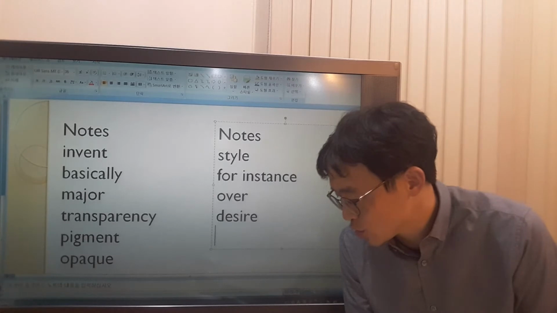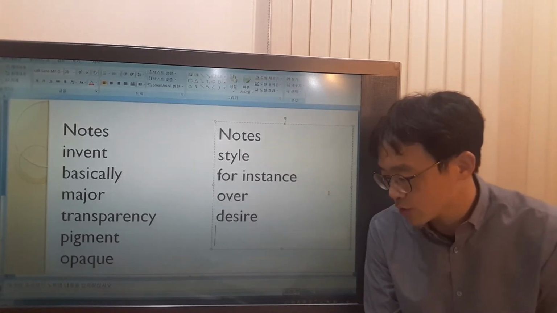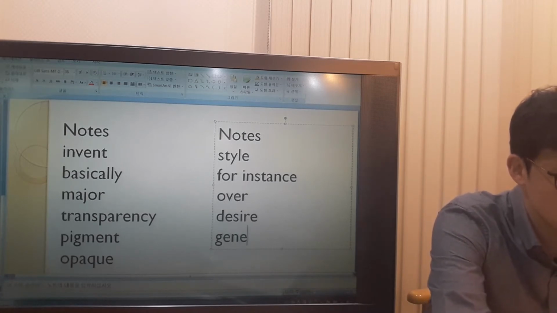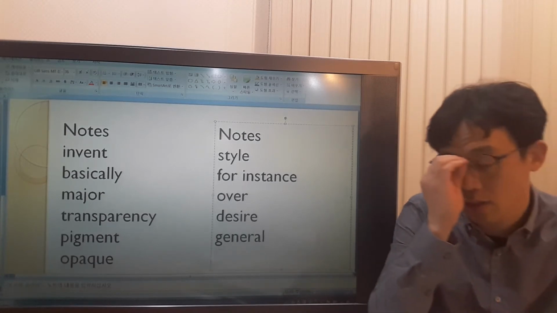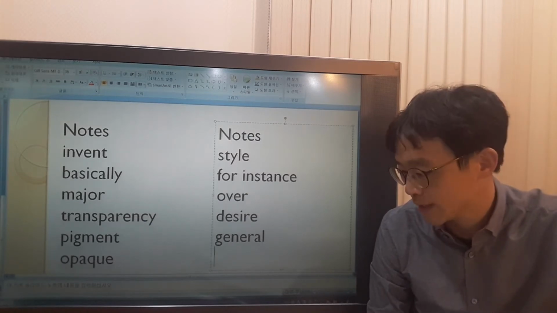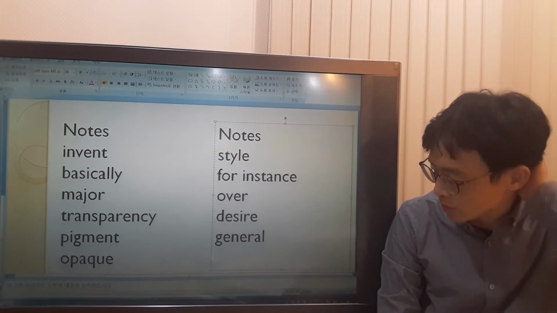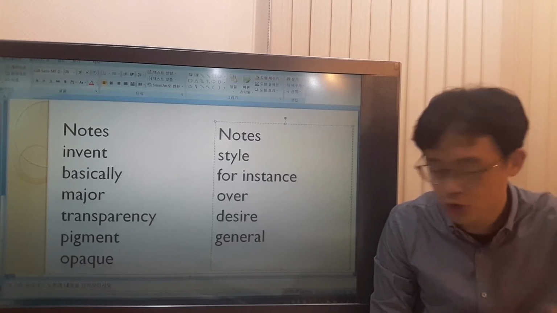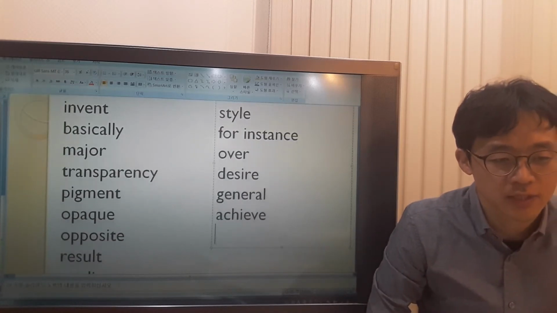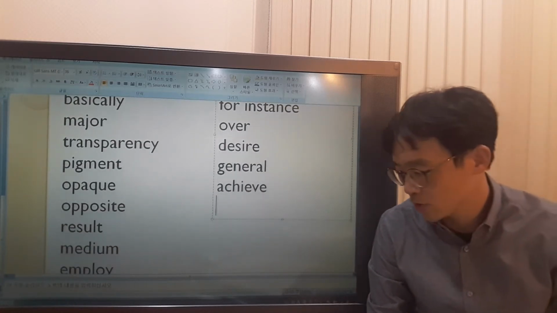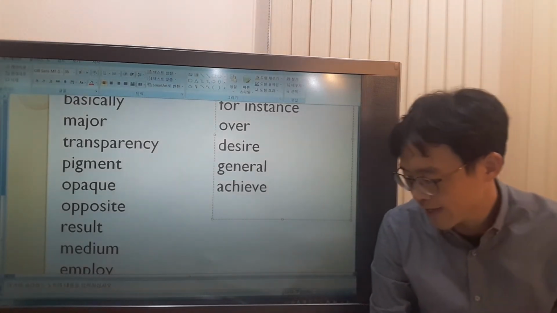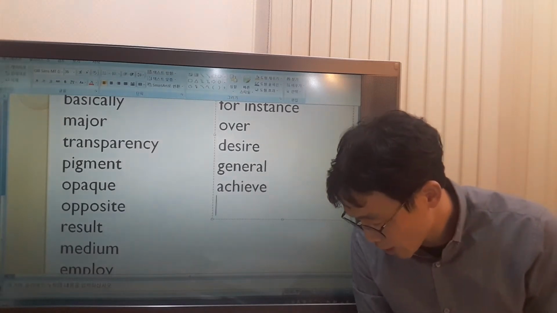Oil painters can generally achieve the results they want. Oil painters can generally, what does that mean, general? General means as a whole, okay? Not very much concerned with the details, as a whole. So generally means normally. Achieve the results. What does achieve mean? If you achieve something, you get something after a lot of effort. The results they want. If they make an error, all they have to do is paint over it with another color.